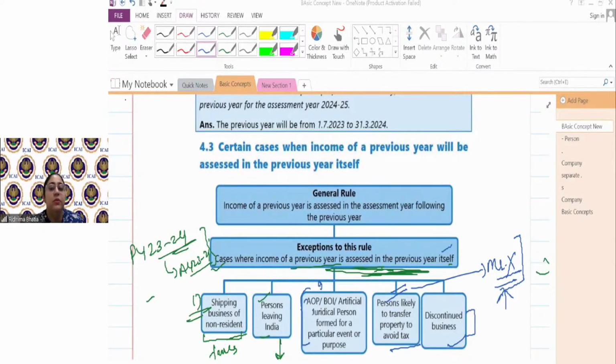No, it is not possible. Previous year cannot be more than 12 months. Gauri, I would not answer that because I haven't taught that. So it would just confuse other people.